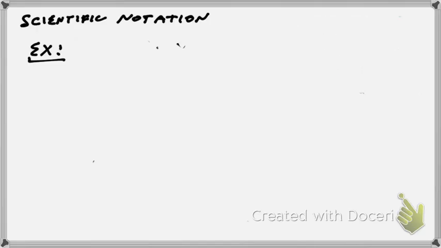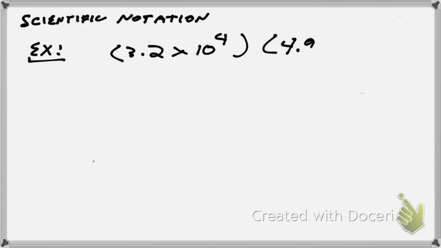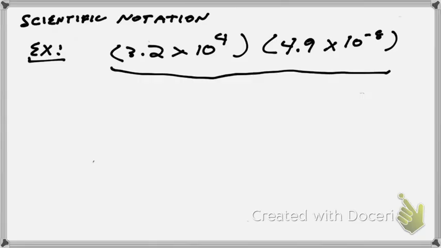All right, so let's go ahead and rewrite this. Let's just say the next thing we had to do was multiply 3.2 times 10 to the 4th, multiplied by 4.9 times 10 to the negative 8, and then we had to divide by 2.8 times 10 to the negative 7, okay?